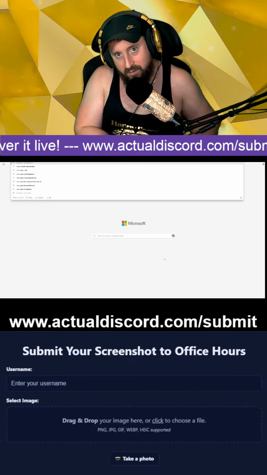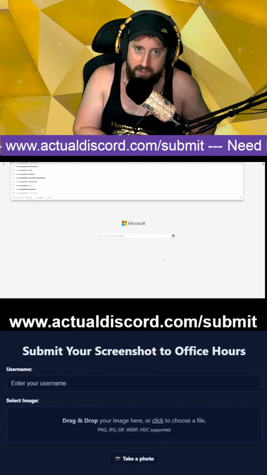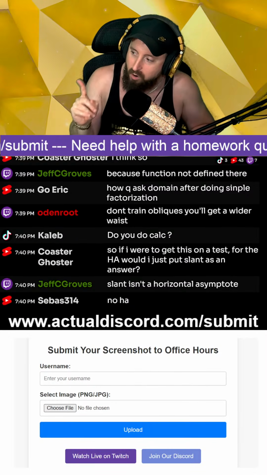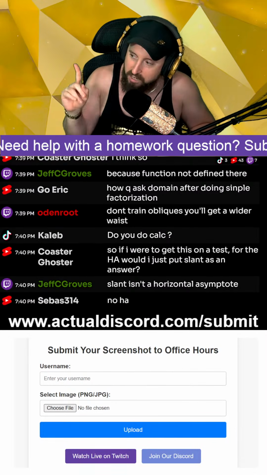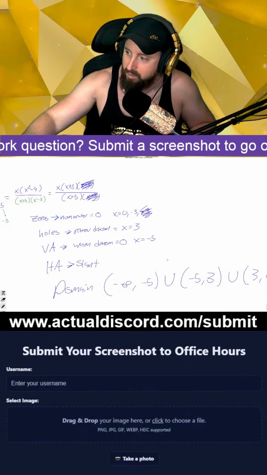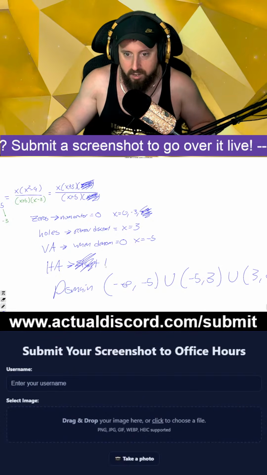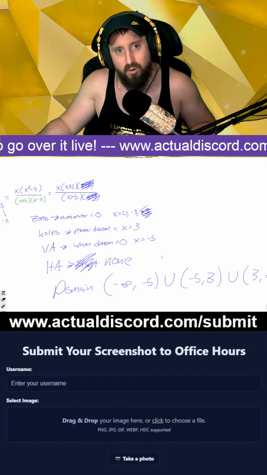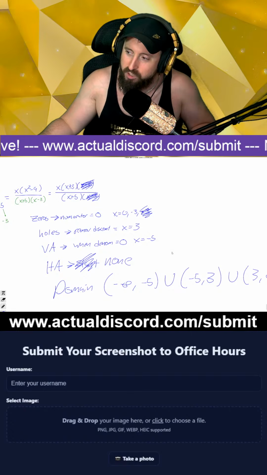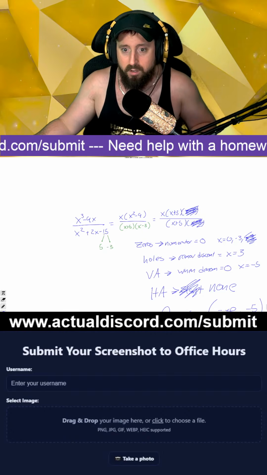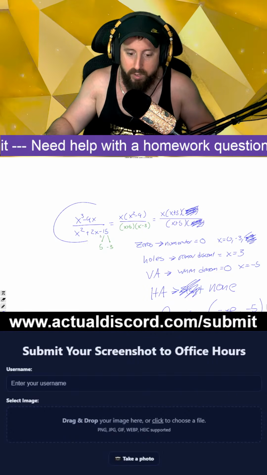Is slant asymptote... Yeah, good. There you go. Jeff has it right. Jeff says a slant asymptote is technically not a horizontal asymptote, so you say no horizontal asymptote. Right. So technically you say none, but you can say it approaches a line. If you want to figure out what the line is, it's pretty cool. You end up just doing long division.